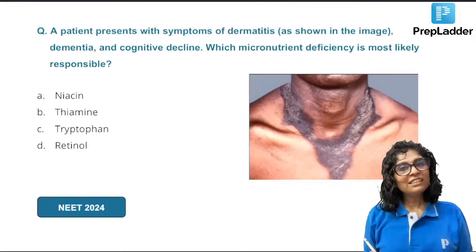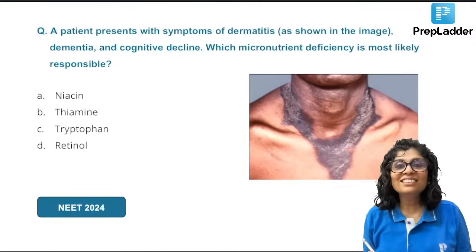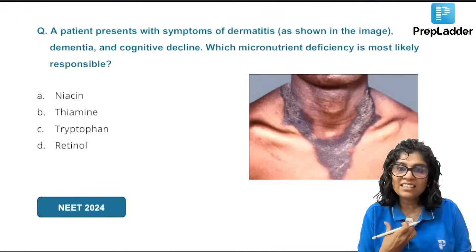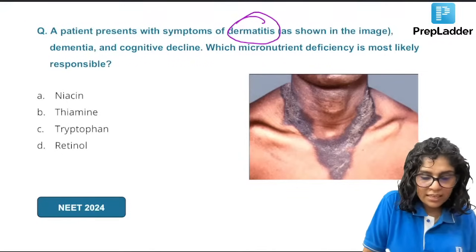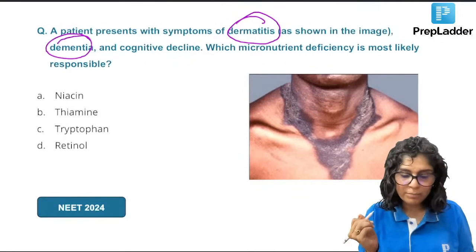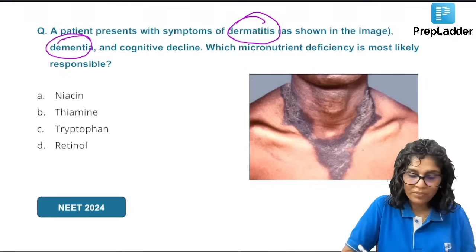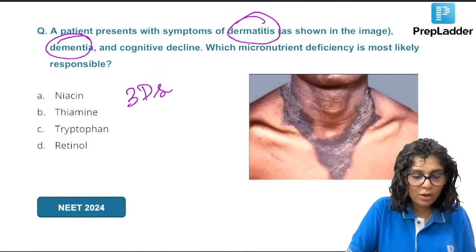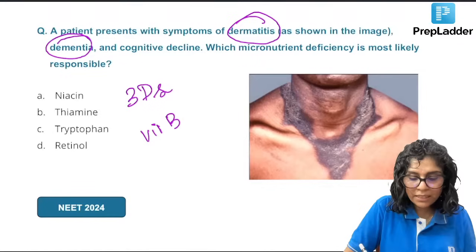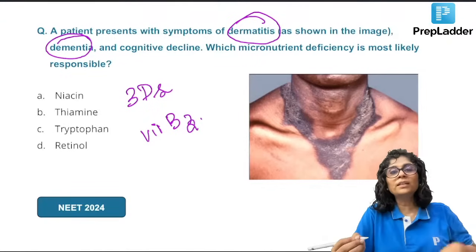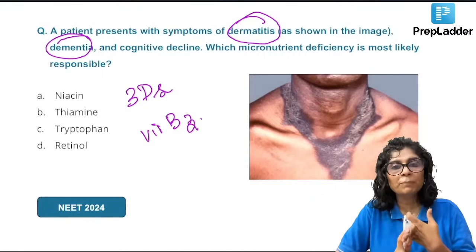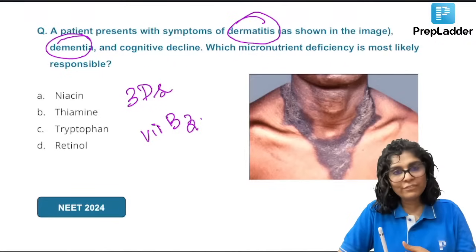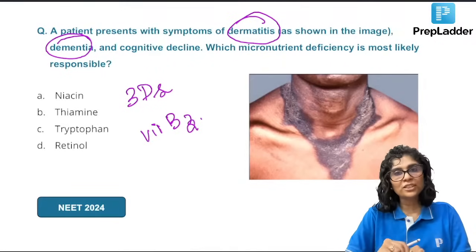I know all of you know the answer for this question, right? What is the answer? What do you see here? Symptoms of dermatitis. It is Castle's necklace. The moment you see Castle's necklace, which is dermatitis, dementia, and diarrhea, the 3 Ds of pellagra caused by vitamin B3 deficiency. All of you remember 3 Ds of pellagra. What are the 3 Ds? Diarrhea, dermatitis, dementia. Caused by vitamin B3 deficiency or niacin deficiency.